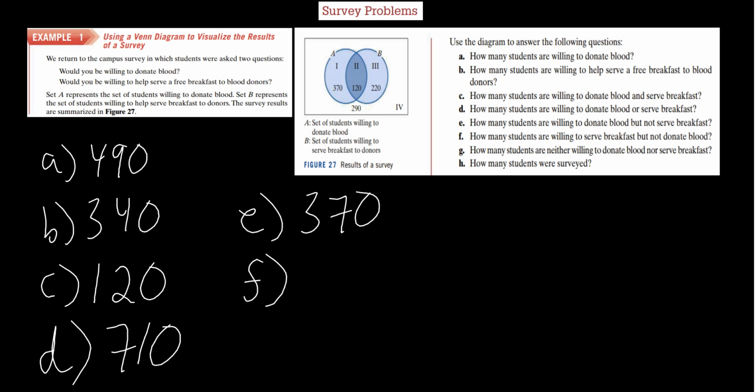F, how many students are willing to serve breakfast but not donate blood? Okay, and it's kind of the same thing. This is our breakfast group right here. Oh, a little wide there. There's our breakfast group. And right here, we can mark that out because those are the ones that want to serve breakfast and donate blood. So it looks like it's just 220.